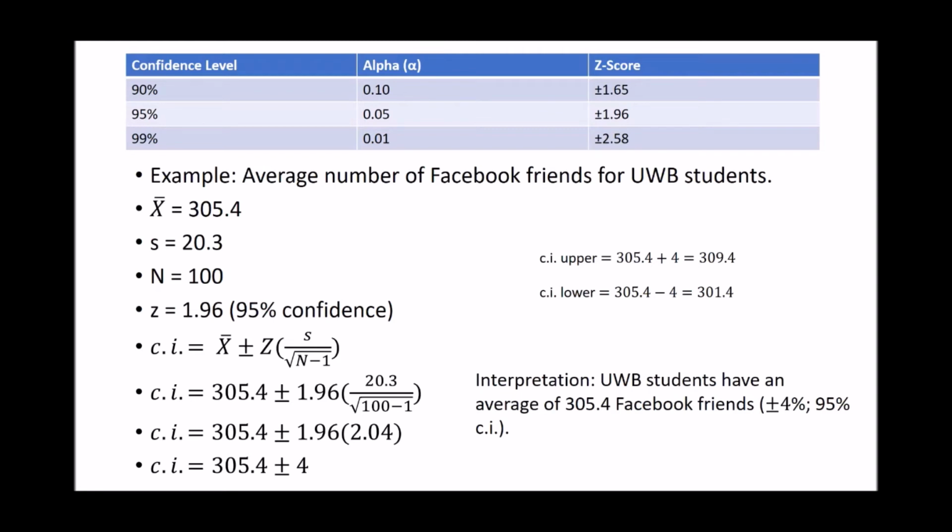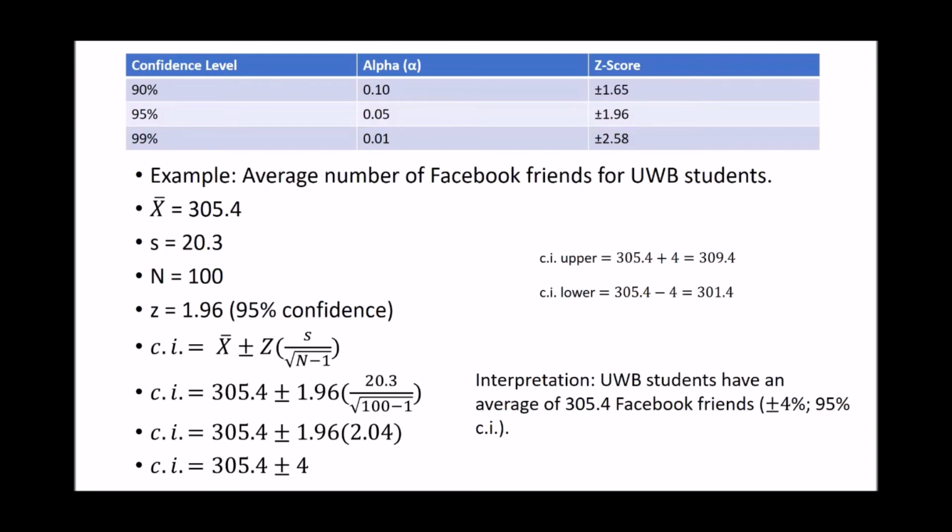What this is saying is that if we were to take the entire population of University of Washington Bothell students and get the mean from that, the mean would be somewhere between 301.4 and 309.4 Facebook friends. So it's not that all students have this average, it's that the average of all students would be between this range, right?